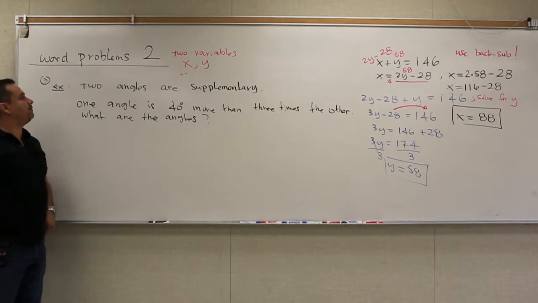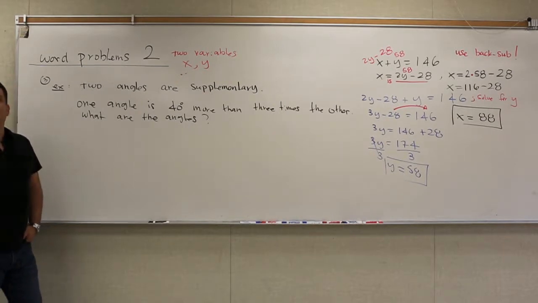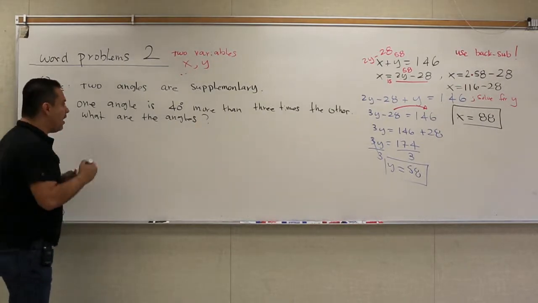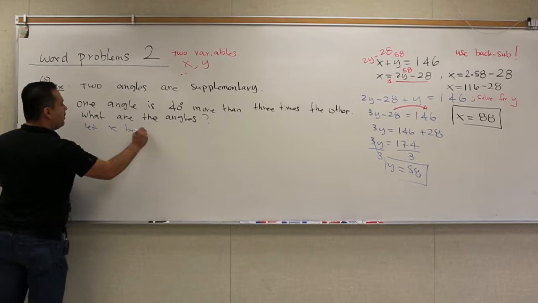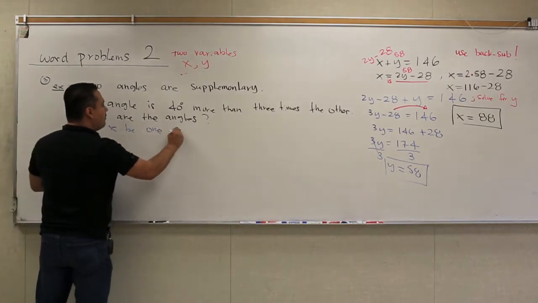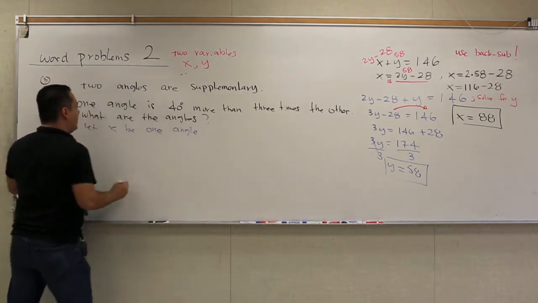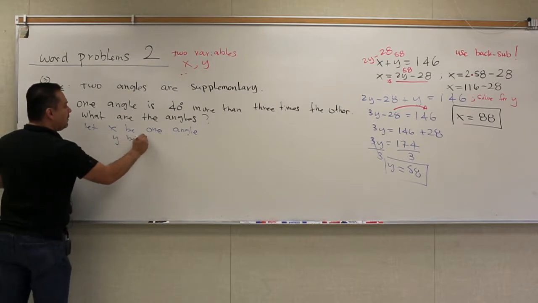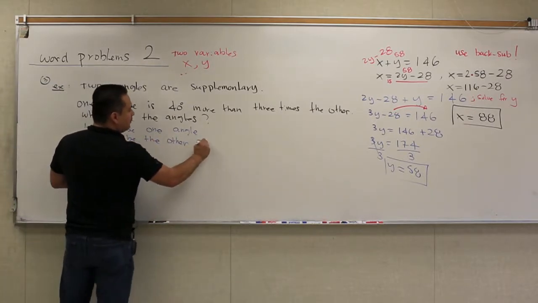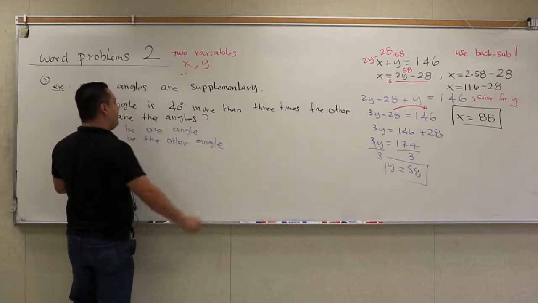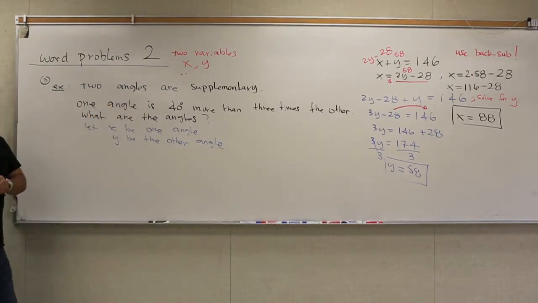All right, here we go. Okay, so there's two angles again. What are you going to call them? X and Y. So I'm going to say, let X be one angle, and Y will be the what? The other angle. So if X is one angle, Y is the other angle.